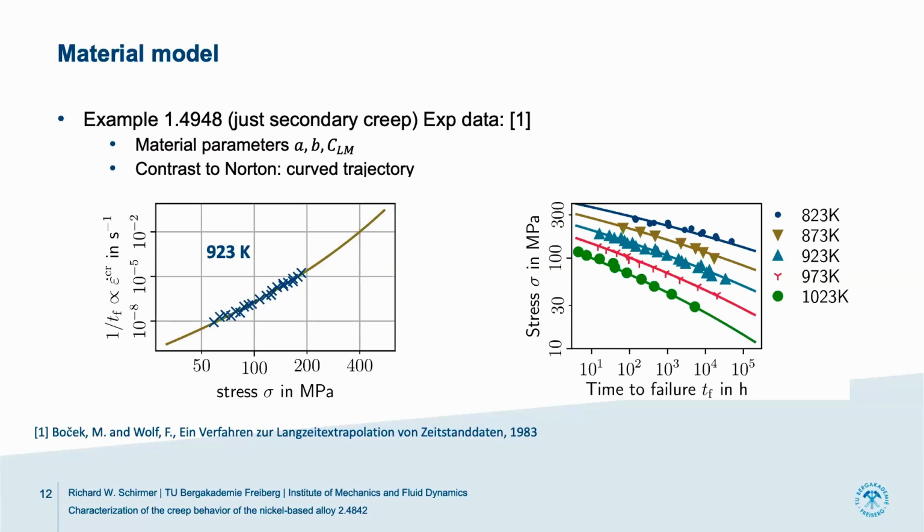And basically, you can show that also in a different way. Creep strain rate over stress, Norton would predict here a straight line. This is true for certain regions for single phase alloys, but in case of multi-phase alloys or highly alloyed materials, you always have a curved trajectory there. And using the model that I present here, you can actually capture that.